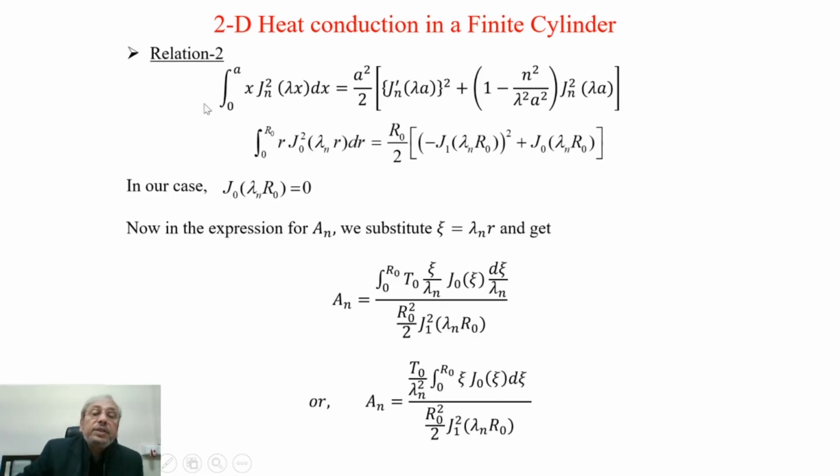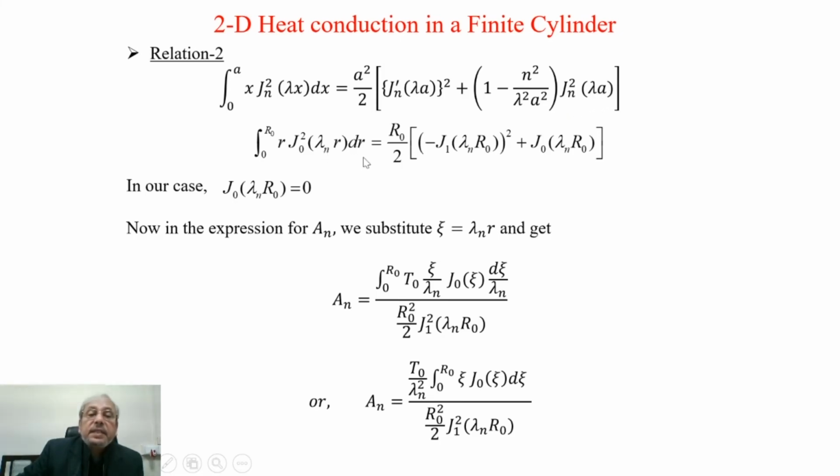And recurrence relationship 2 is integration between 0 and a, where a is the upper limit, of x Jn square lambda x dx, which is a square by 2 into [Jn prime lambda a] square plus [1 minus n square by lambda square into a square], n square divided by lambda square into a square into Jn square, where the argument is lambda a.